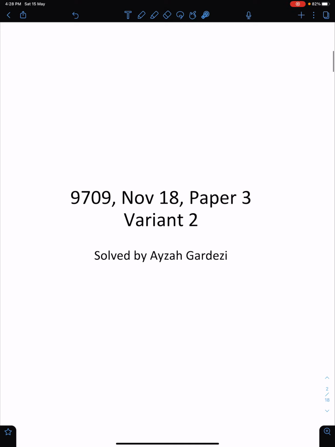Two important tips to solve the paper in a good way. Number one, read questions carefully. Number two, avoid careless mistakes.